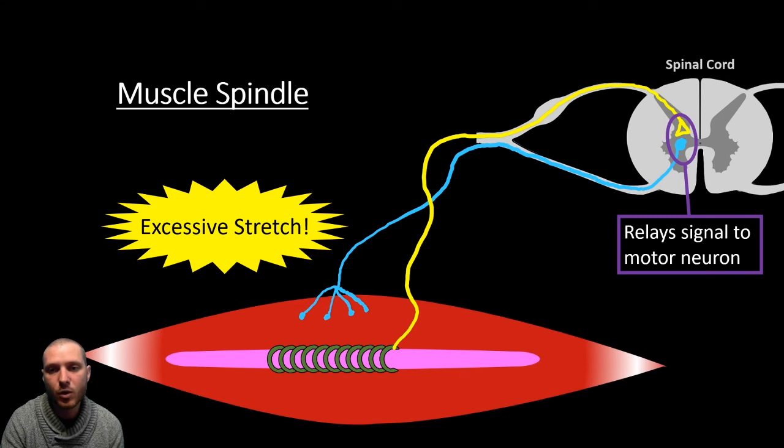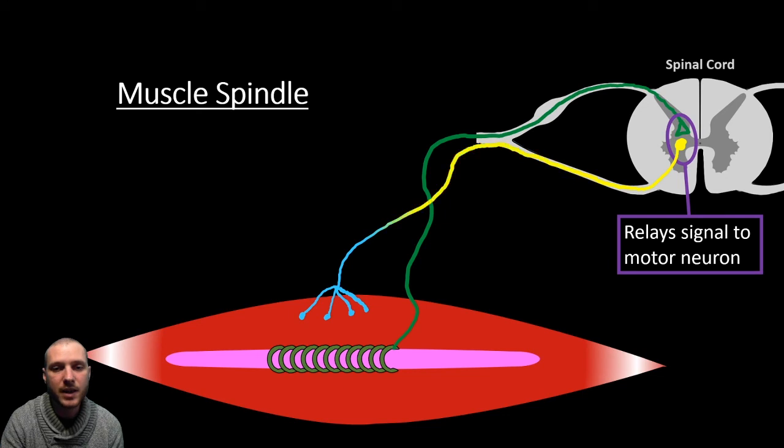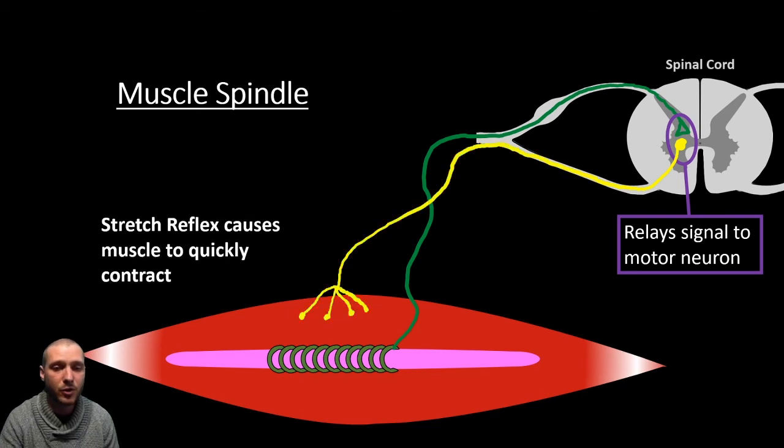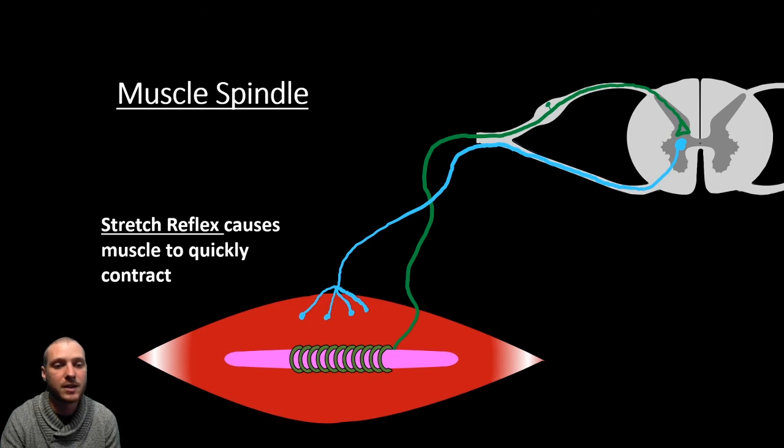It's going to, what we call, synapse, and it's going to relay the signal to the motor neuron. So this is going to tell the motor neuron, hey, we've overstretched the muscle. We're going to send an action potential down the motor neuron, and motor neurons are going to tell the muscle to contract. So it's going to quickly cause the muscle to contract, and this quick contraction is what we call the stretch reflex. The stretch reflex is when the motor neuron quickly tells the muscle to contract itself.